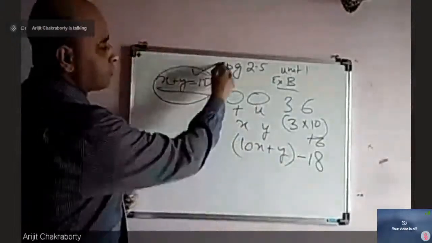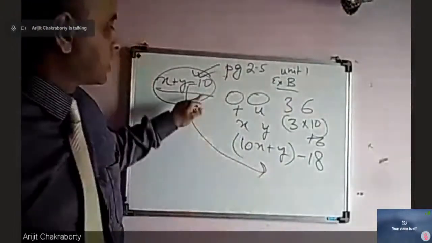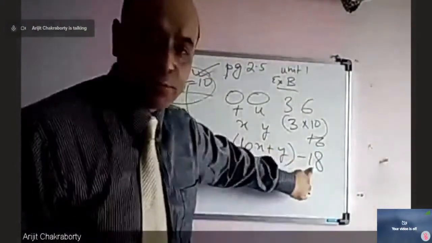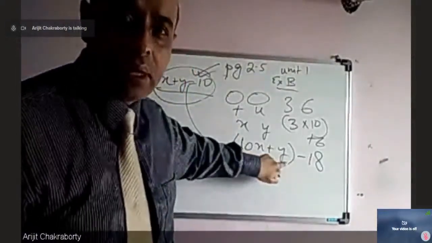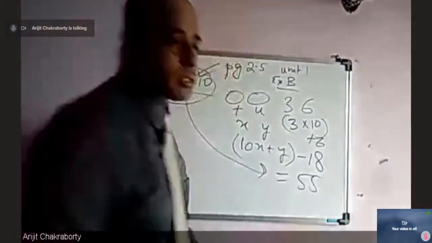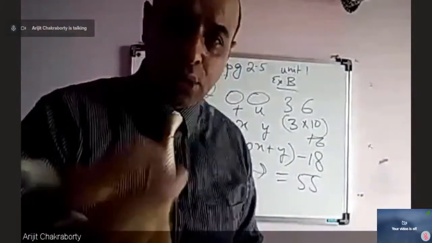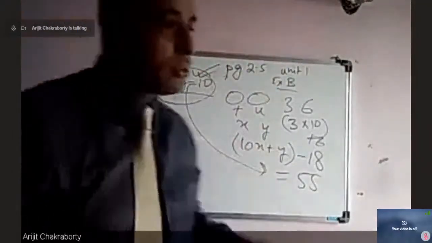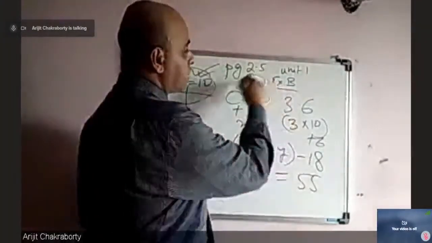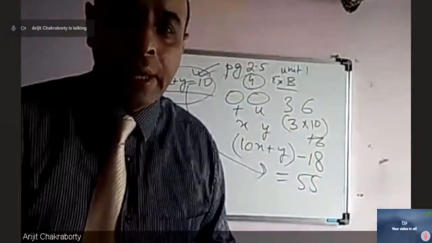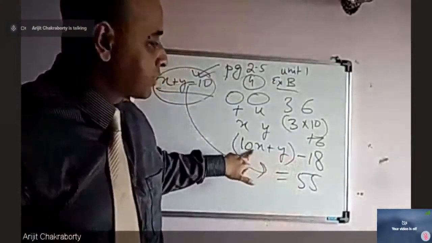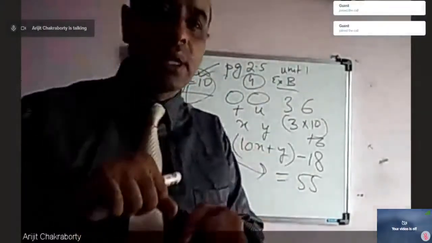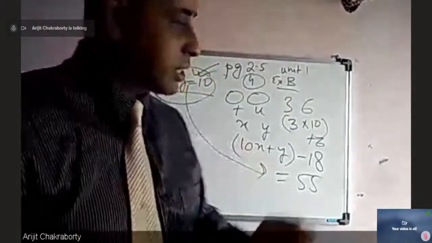So please remember this equation and apply it here. So x plus y equal to 10, and if 18 is subtracted from this number, we get 55, because the problem says, I'm sure you have the problem in front of you, page number 2.5, unit 1, exercise B, and the question number is 4. Question number 4 we are doing. So once 18 is deducted from 10x plus y, you get basically 55. This is the intelligent part. This is the twist in the problem.